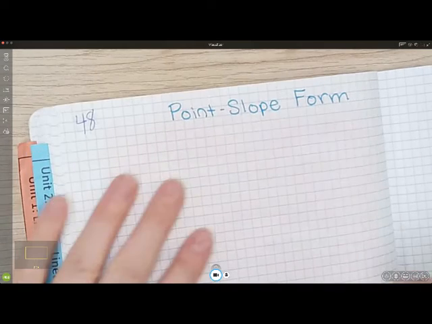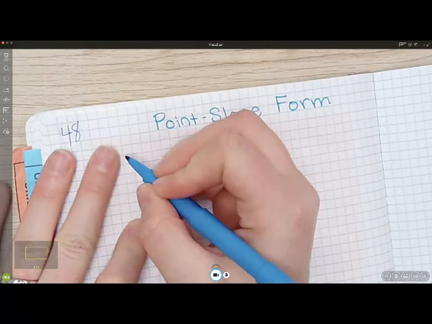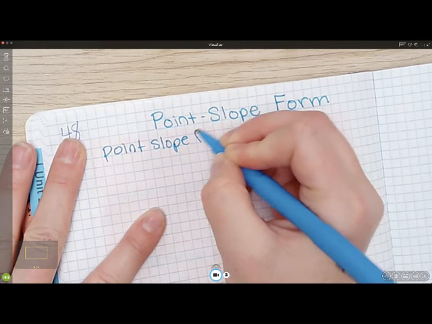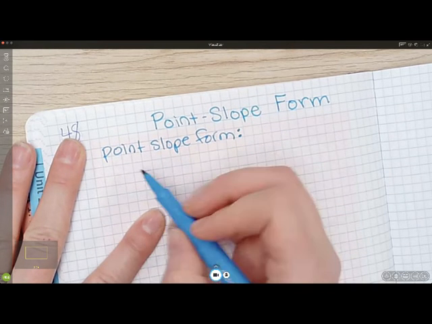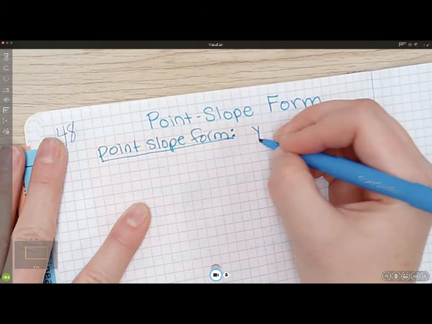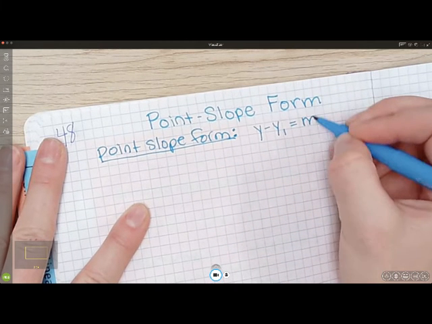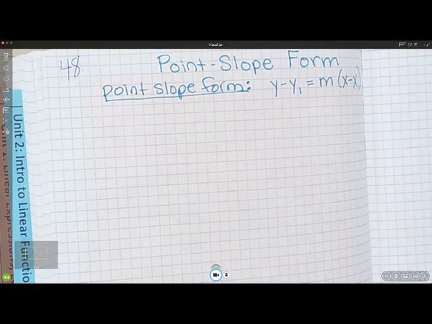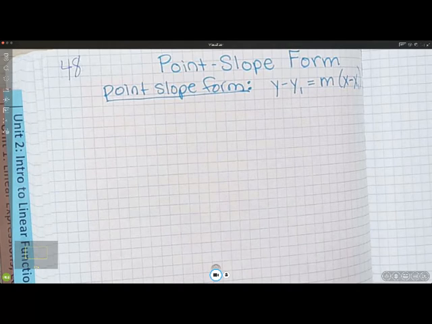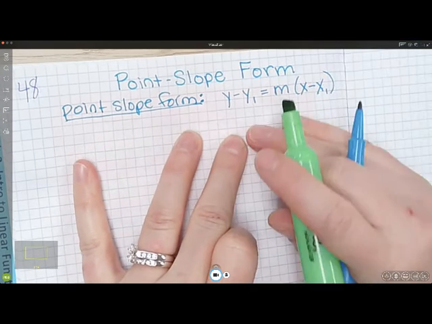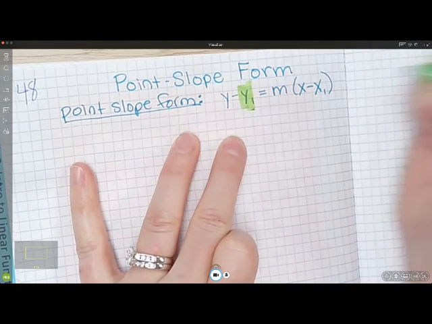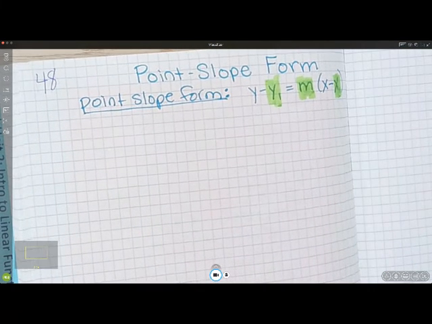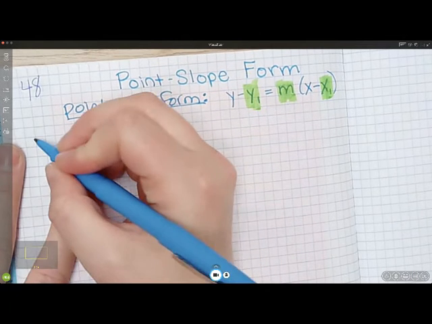So that's what we are going to write right here. Point slope form: y minus y1 equals m(x minus x1). Okay, so we have a y1, which will come from a point, the m will come from a slope, and the x1 will come from a point. Okay, so we are going to do some examples.